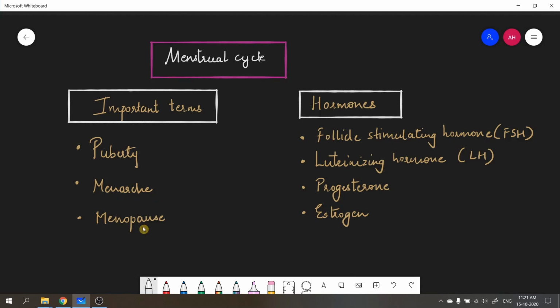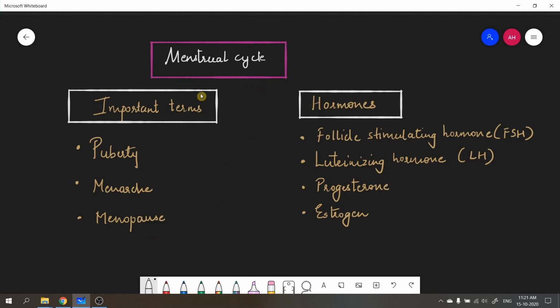One is menarche and the other is menopause. So menarche is nothing but the beginning of menstrual cycle or the onset of menstrual cycle. And menarche usually happens at the time of puberty, that is 10 to 13 years. And menopause meaning permanent stoppage of menstrual cycle, which occurs at the age of around 40 to 45 years.